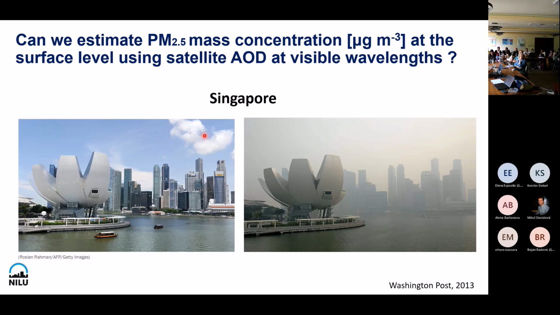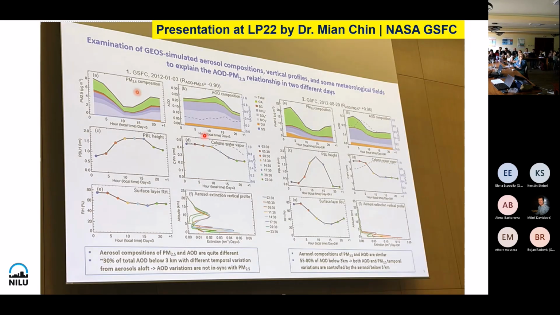on the ground, in relation to the AOD, to the satellite AOD, which is measured at the visible wavelength of 550 nanometers. But I stole a picture from a presentation which was given by Dr. Chin, who is a modeler, in May at the Living Planet, which was an ESA conference. I think this nicely illustrates, although these are model results, the daily variations of PM2.5 at the ground, and on the right side you see the AOD.